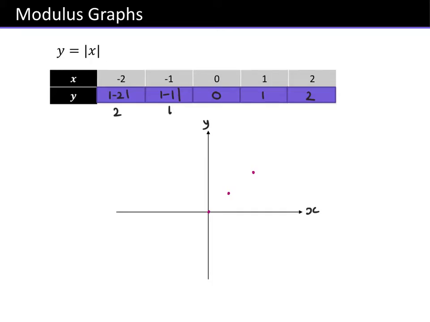Then we'd have minus 1, 1, minus 2, 2. Okay, maybe not quite like that. It's about there. Okay, there we go. So this is our graph, y equals modulus x. Okay? And what we find is, if we think about the graph y equals x, it's normally this one, isn't it? Okay? But because we're always taking the positive values, because in this case the modulus, what we find is our negative part here is reflected in the x-axis. Okay?